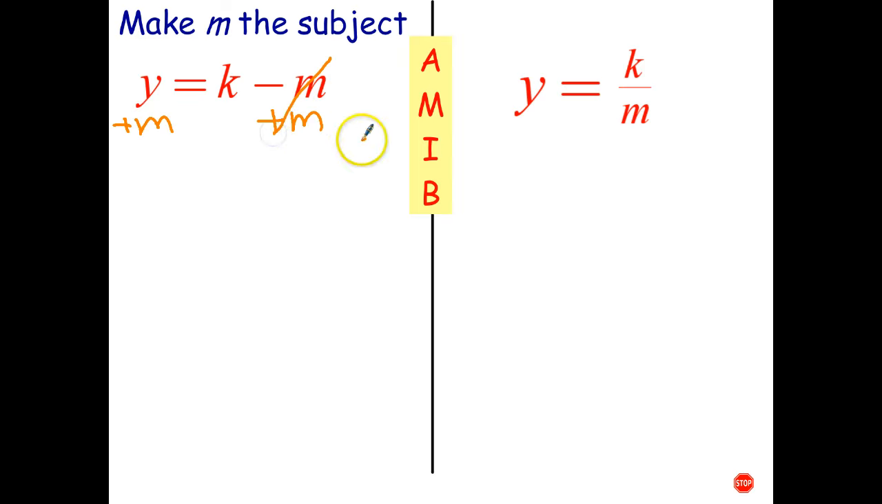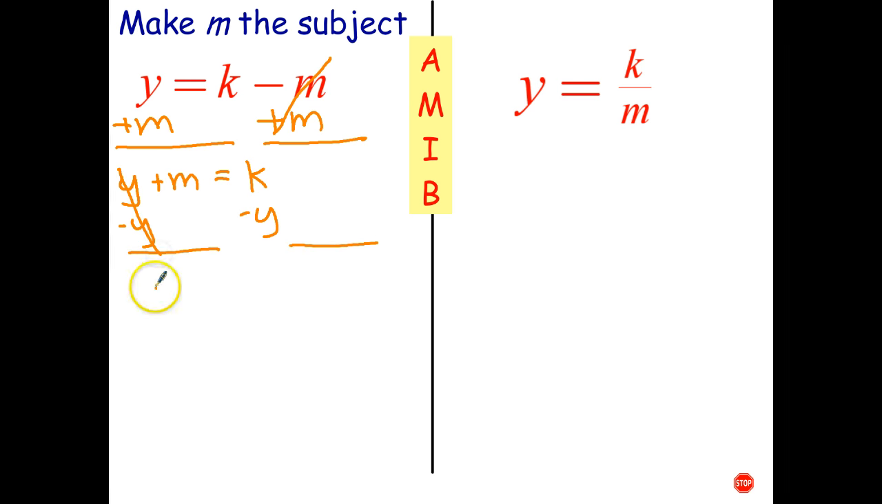Minus m plus m disappears. I've got y plus m on the left, and I've got just k on the right. Now, the point of all of that is I've now got plus m and not minus m. Now I can finish off by subtracting y from each side, and I get m equals k subtract y. And again, there's other ways you could have arrived at the same answer using a different approach.